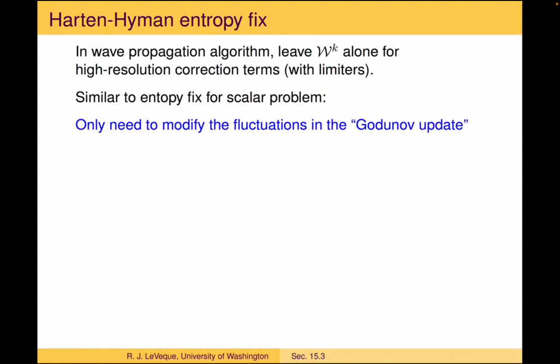And in terms of implementing this in the wave propagation form, we do something similar to what we do for the entropy fix for scalar problems. We leave this wave wk alone in terms of computing the high resolution correction terms and the limiters and all of that. And all that we do is modify the fluctuations that are used in the Godunov update in a way that we spread things more properly between the left and right cell in this case.